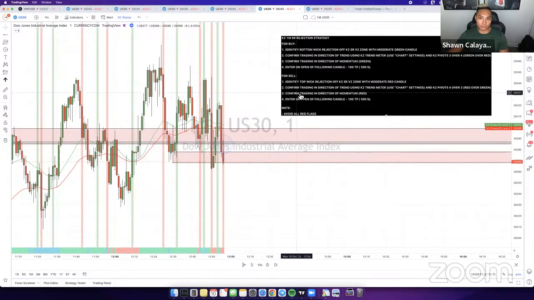Second, you want to confirm that you're trading in the direction of trend using the K2 trend meter. So with that said, we're going to look down to the trend meter down here. It's currently red, so we are looking for sells.